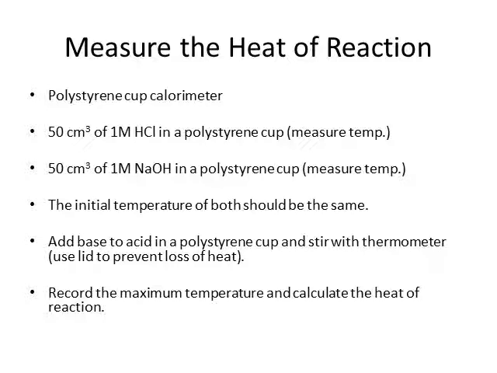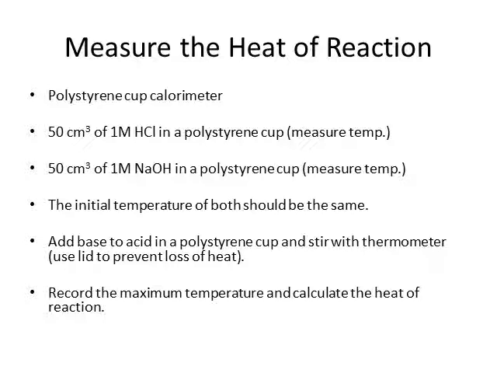So how do we measure heats of reaction? Well, there's a very simple, what we call the polystyrene cup calorimeter. And here's how it would work. Let's take 50 centimeters cubed of 1 molar solution of HCl and place that in one polystyrene cup, and we'll take the temperature. In a second polystyrene cup, 50 centimeters cubed of a 1 molar solution of NaOH is placed in there.